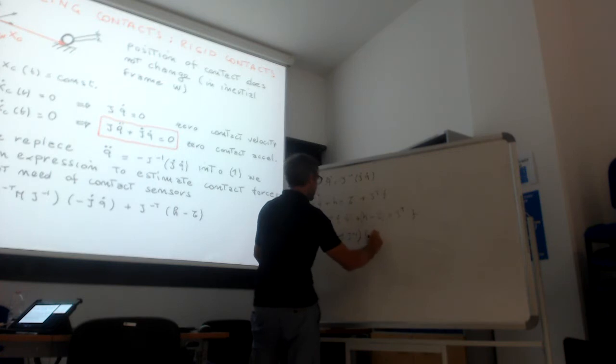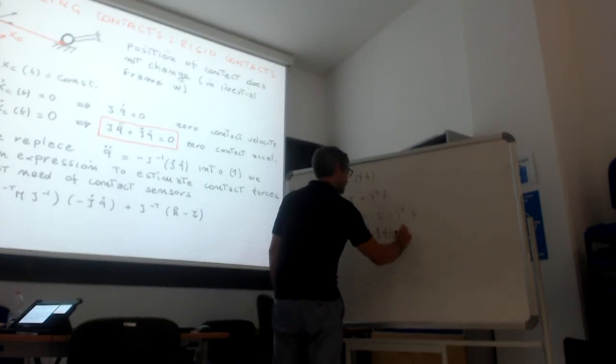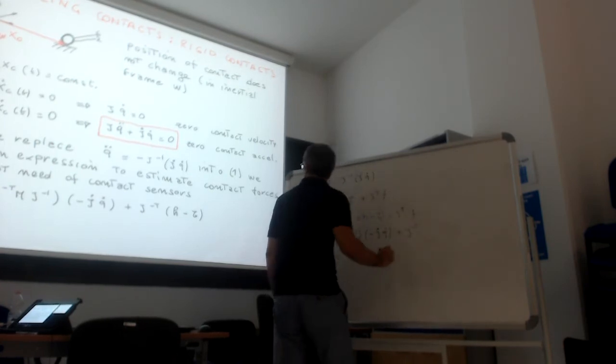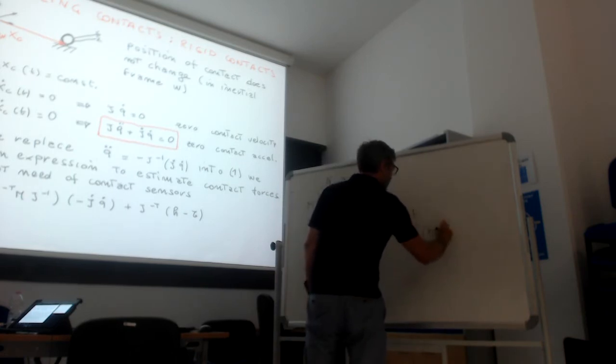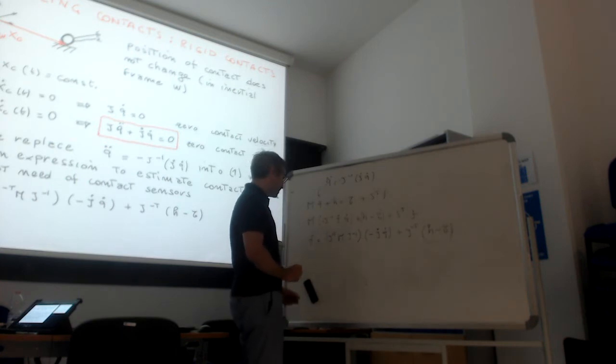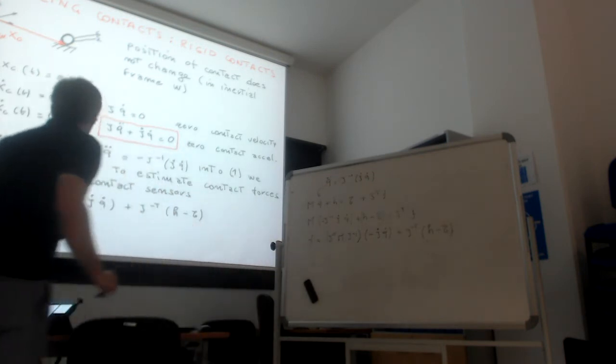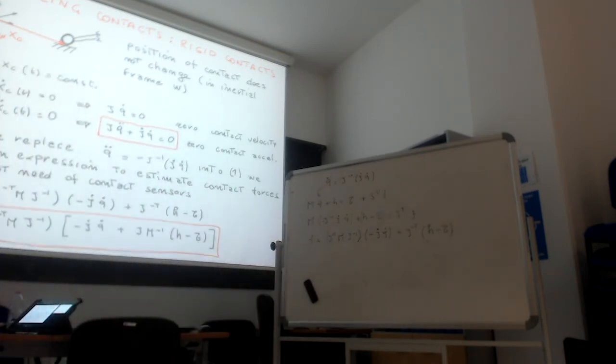2 minus J dot Q dot plus J minus transpose H minus tau. Okay, this is called the... this can be rearranged this way. This is relating the force to some end effector acceleration.